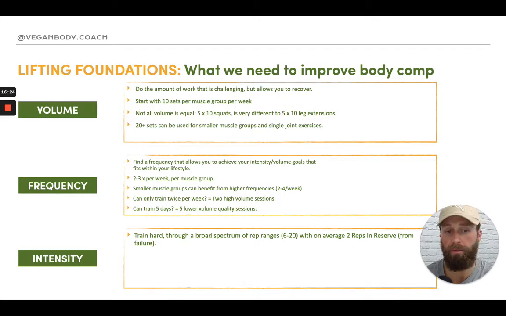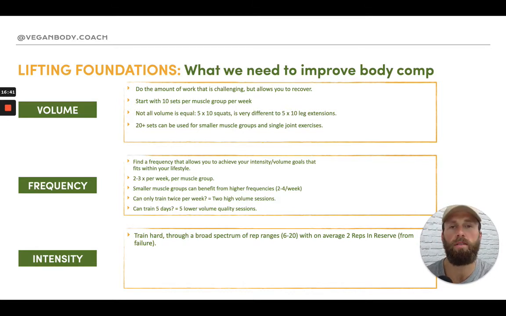So this is on average, and throughout the course of a mesocycle of training, sort of a 6 to 8 week period, we generally start people at around 4 repetitions in reserve. So they've got 4 reps in the tank at the end of each set. So if I'm doing a set of 10, I should feel like I could do another 4 at the end of that set.